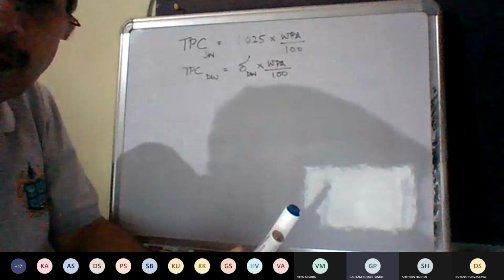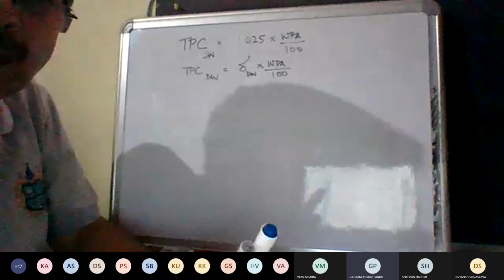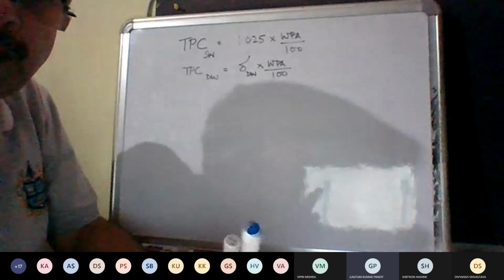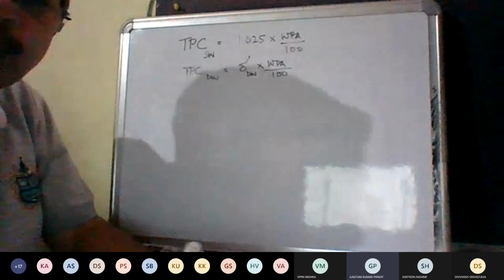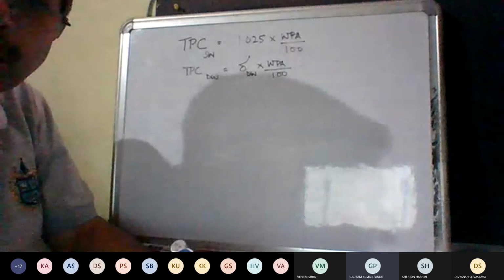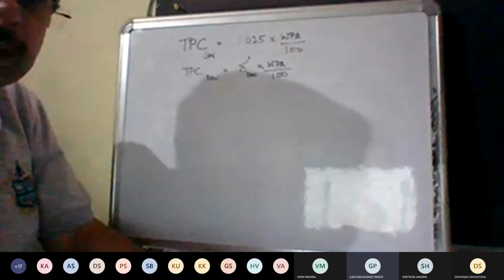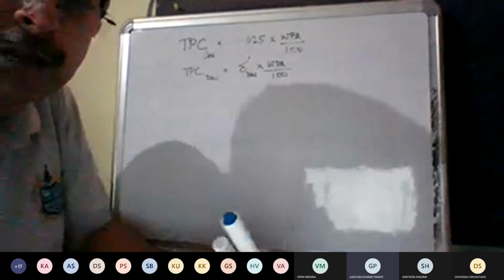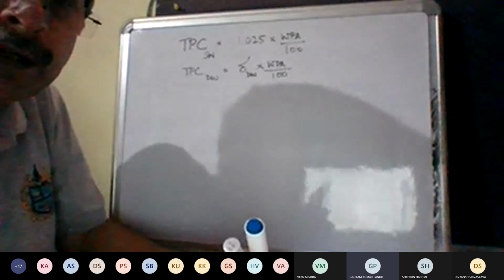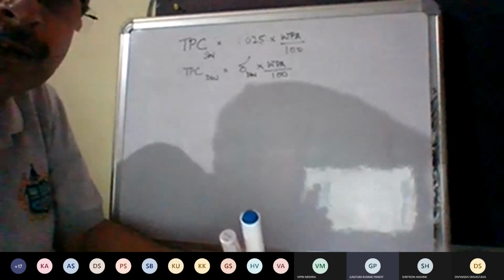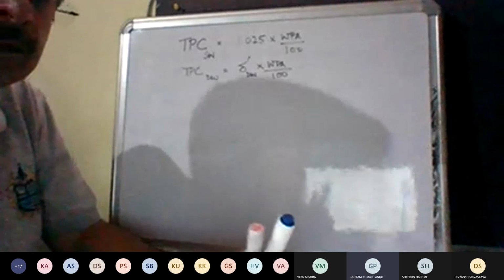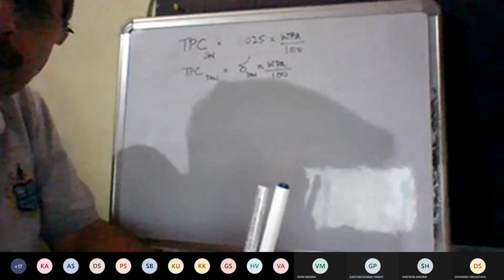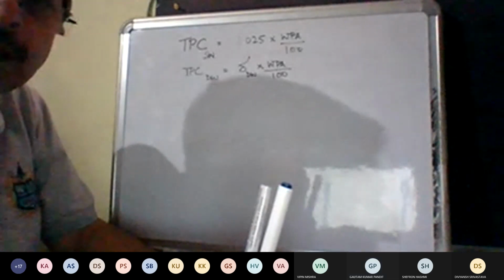TPC is given in the hydrostatic particulars of every ship's stability booklet. Like in Hinge ship's hydrostatic particulars, you will locate it on page number 7. You will find it. That is called TPC.